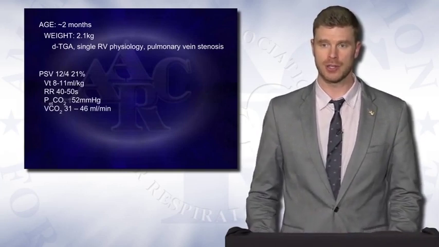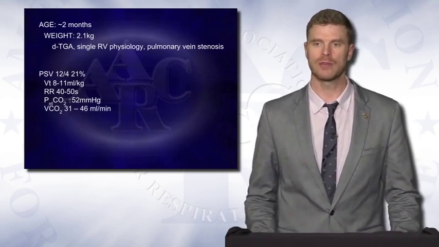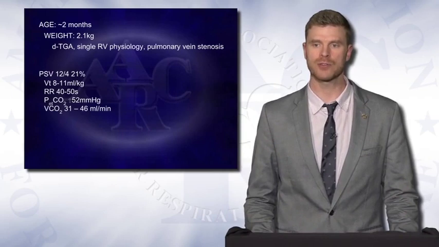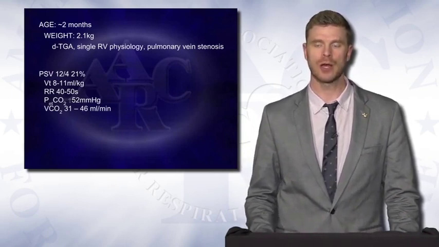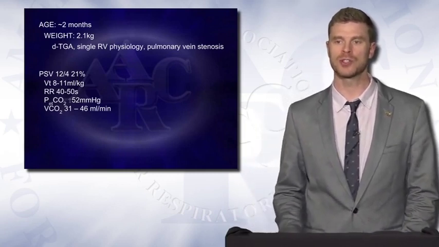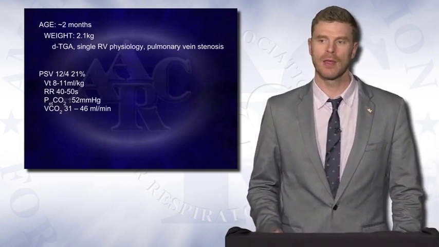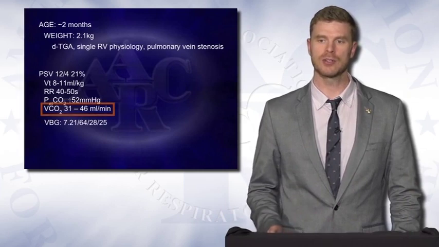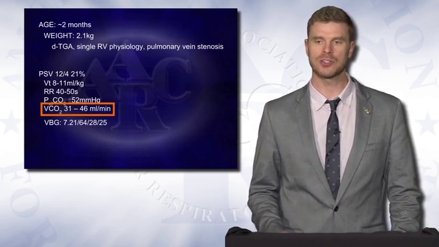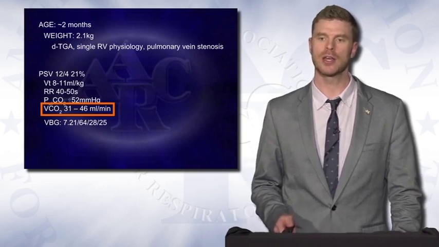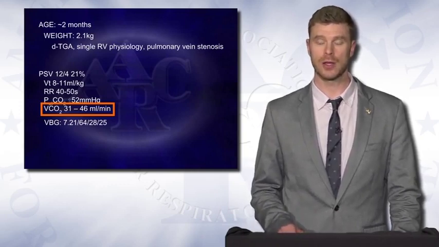Our monitored values are this. The tidal volumes were fairly high, 8 to 11 mLs per kilo. Respiratory rate also fairly high for this patient, but not too excessively high, 40s to 50s. However, the clinicians had noted that the end-tidal CO2 had been rising, and our observed VCO2 values were 31 to 46 mLs per minute. Our venous blood gas noted a modest acidosis. And the thing that sticks out to us, and what I'd like to illustrate, is the VCO2 number.